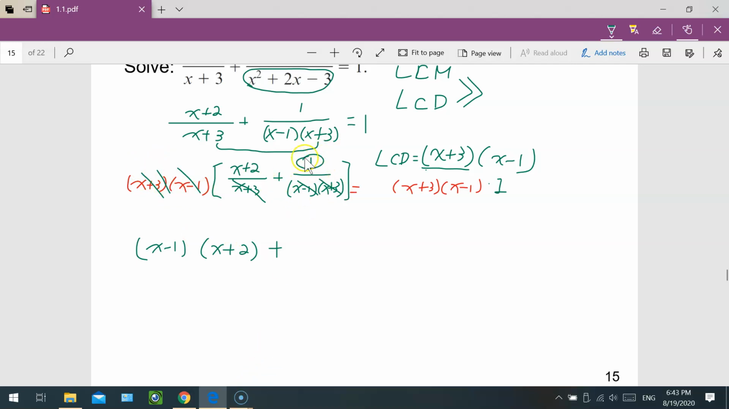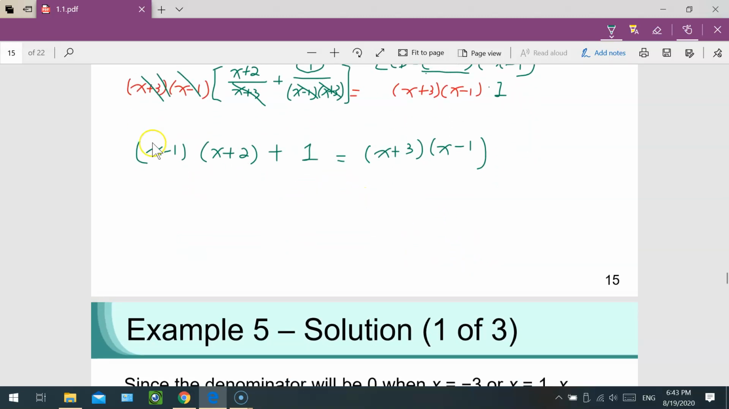And then I only have the numerator remaining. So we will have plus 1 equals, this multiplied with 1 is the same. So we'll have x plus 3 times x minus 1. Now the next step, we are going to distribute these.